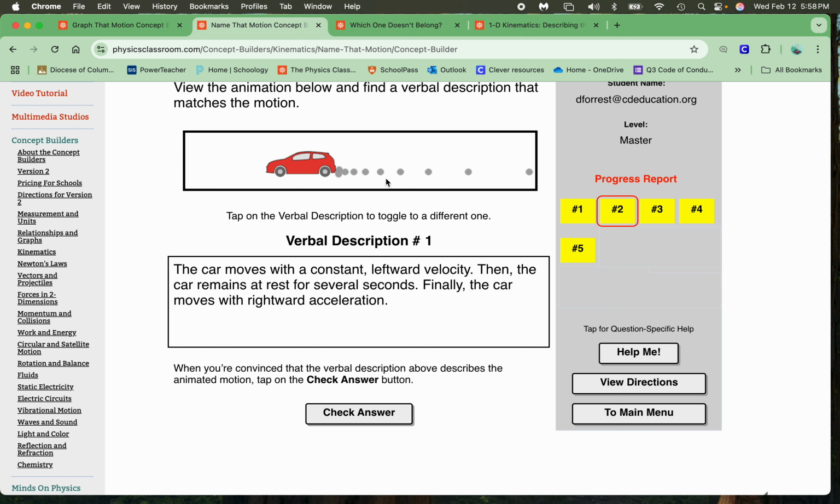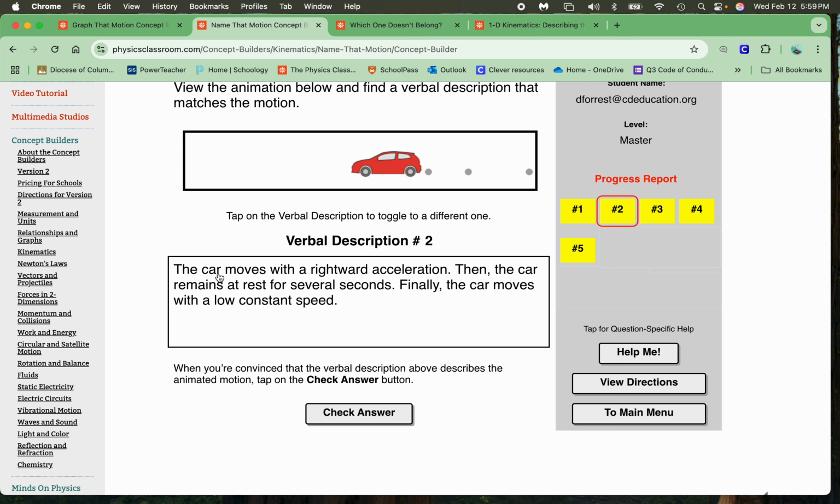So this is going in the negative direction. It's accelerating positively, so it's slowing down, and then it stops for a while, and then it has a constant negative velocity. So this does not start with a constant leftward velocity, so it's not that. This one does have a rightward acceleration, even though it's moving in the leftward direction. So this could still be it. Then the car remains at rest, and finally the car moves with a low constant speed. That's consistent with this.